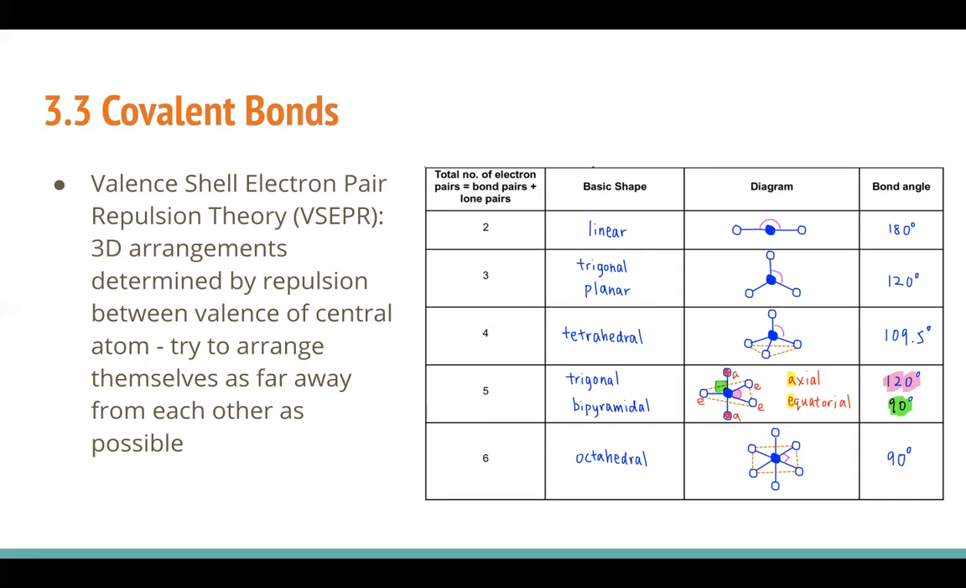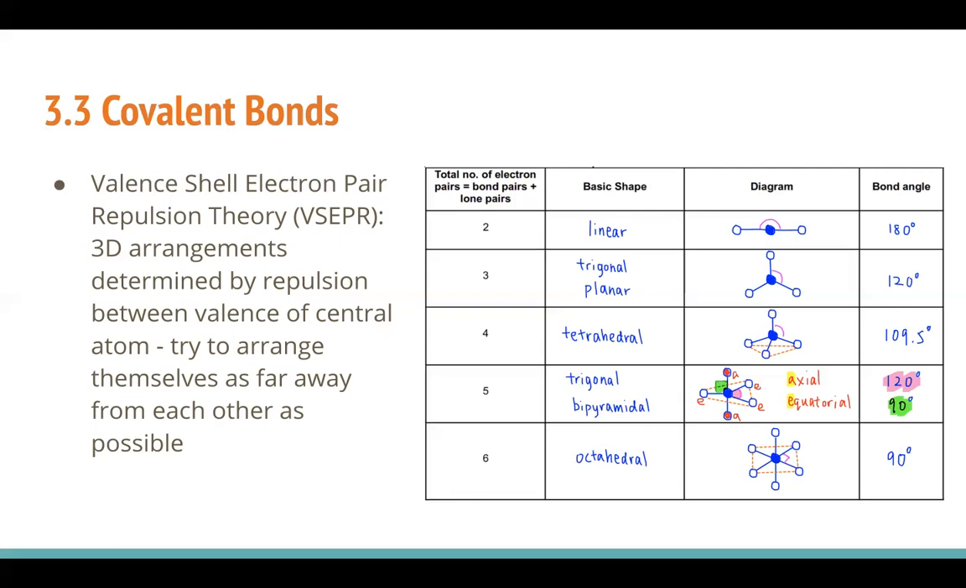Negative charges never want to be near each other, and so this is how they would arrange themselves. I would actually say that you should memorize these because they are really important. If you know that electrons want to get away from each other as much as possible, some of these are pretty intuitive. Linear is the farthest these 2 electrons can possibly get from each other. Trigonal planar, that's also as far as they could get.